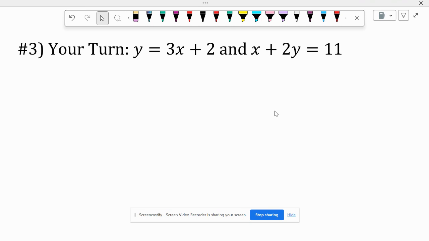So notice that one of these equations has a variable already isolated. Do you guys see that? Yeah, this already says y equals 3x plus 2. So what am I going to do with that? Yeah, plug it in right there. Okay. So I'm going to freeze the screen so I can get my attendance submitted really fast.